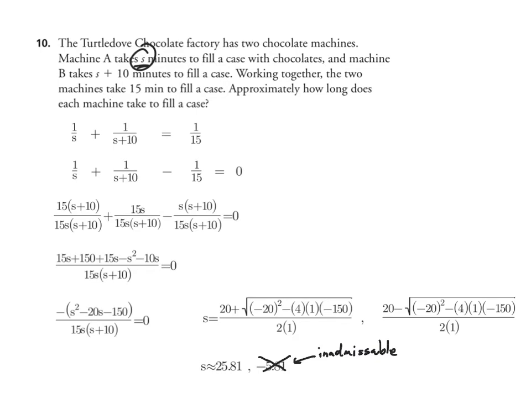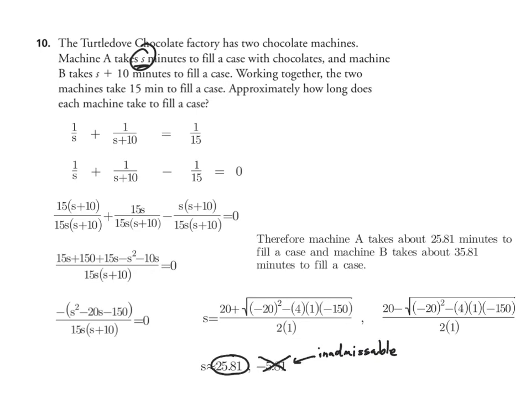And that means S must be 25.81. Therefore, machine A takes about 25.81 minutes to fill a case, and machine B takes about 35.81 minutes to fill a case. So that's about, what, 25 minutes and 48 seconds, and 35 minutes and 48 seconds, a little bit more.